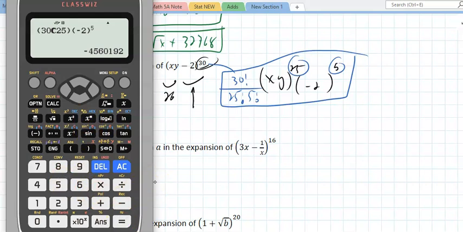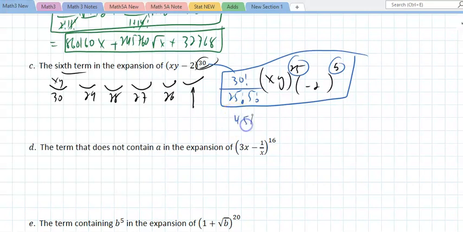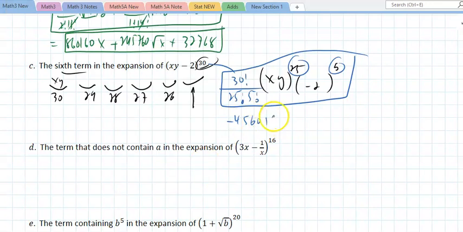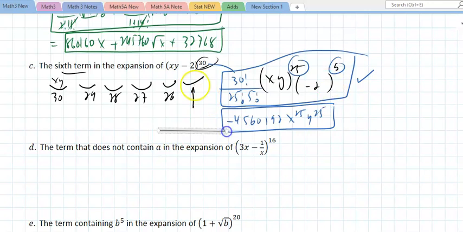Negative 45,60,192, x to the 25, y to the 25. This is a fine answer for both. On a test, I suggest you leave it in the first form.